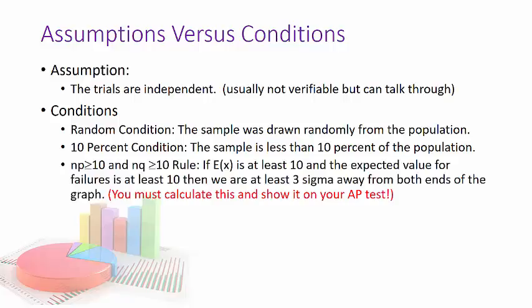And then if we're going to use a normal approximation, this is also called the large counts rule, you need the expected value for successes to be at least 10 and the expected value for failures to be at least 10. So we're at least 3 sigma away from both ends of the graph. And by the way, you're expected to calculate this and show it on your AP test. If you just write np is greater than or equal to 10 and nq is greater than or equal to 10, the graders are not happy.